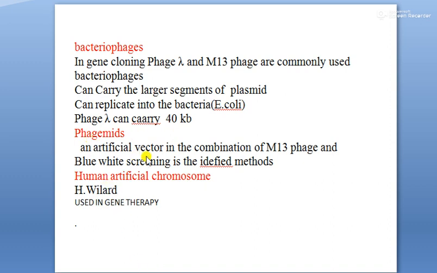And the next one is phagemid. The term phagemid is related to it, like it sounds like a combination of phage and plasmid. So it is an artificial vector combining M13 phage and plasmid, with blue-white screening as the method. And the next one is human artificial chromosomes, discovered by H. Willard, and it is used in gene therapy.